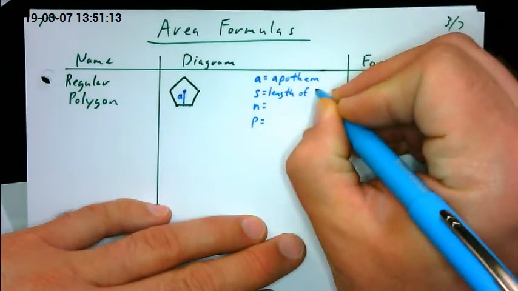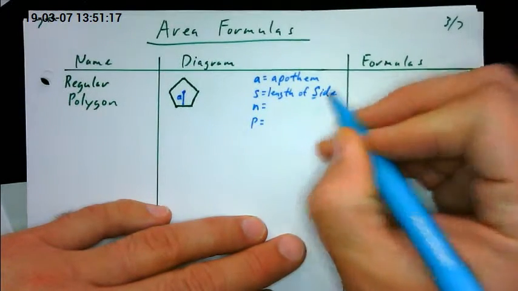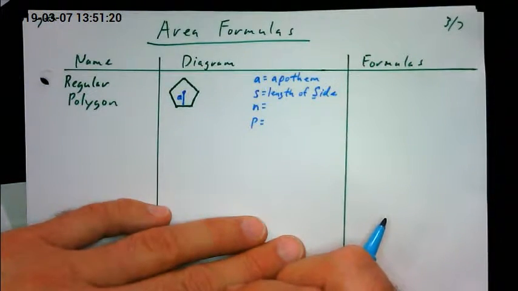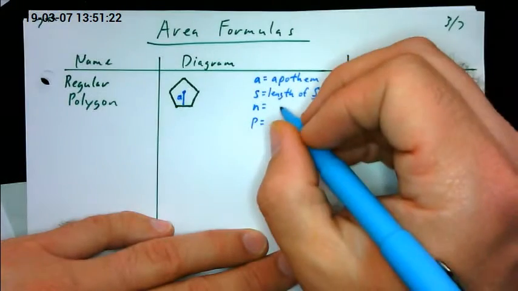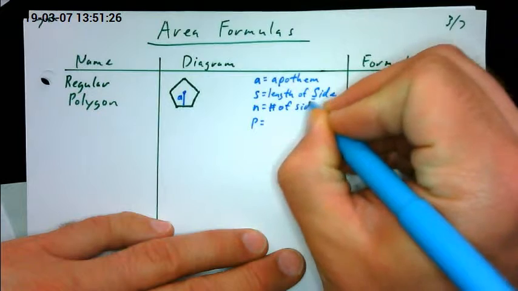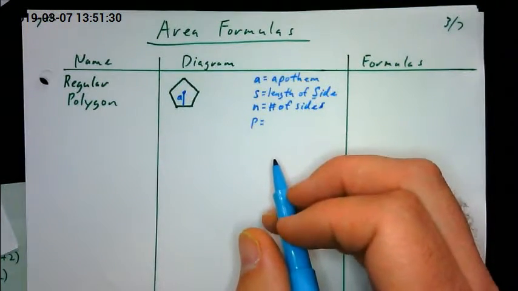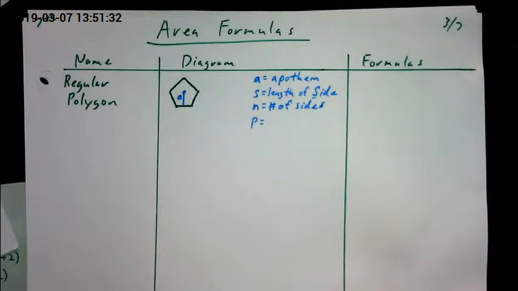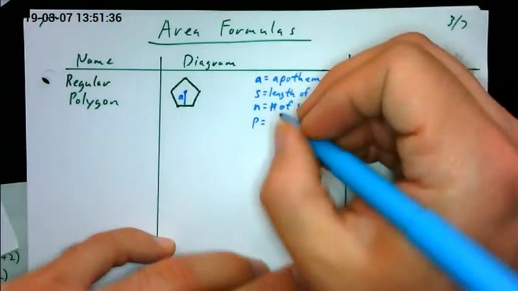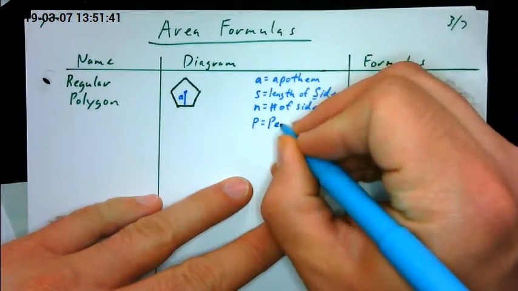Length of side. N stands for the number of sides. Capital P stands for the perimeter.